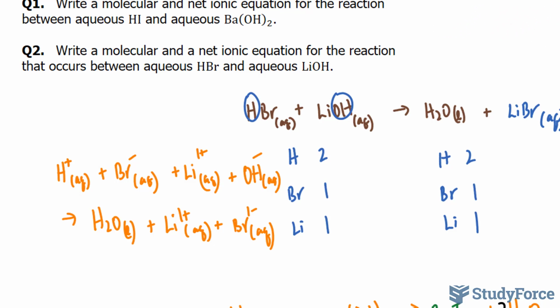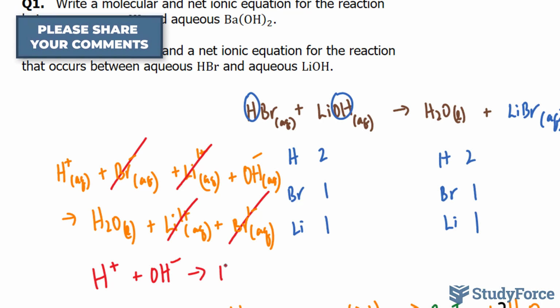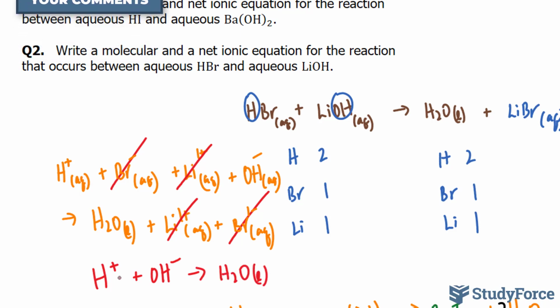What that means is you have to look on the left and the right side of this equation and see if there are any similarities, and if there are, you cross them out. For example, bromide ions will cancel out, lithium ions will cancel out, and this leaves us with H+ plus OH- producing H2O. H+ plus OH- gives us H2O liquid. This is aqueous, and this represents our net ionic equation.